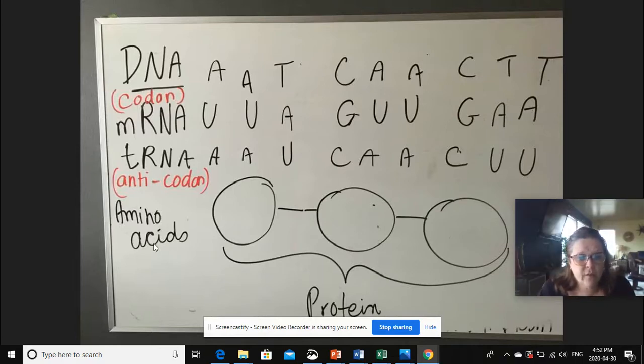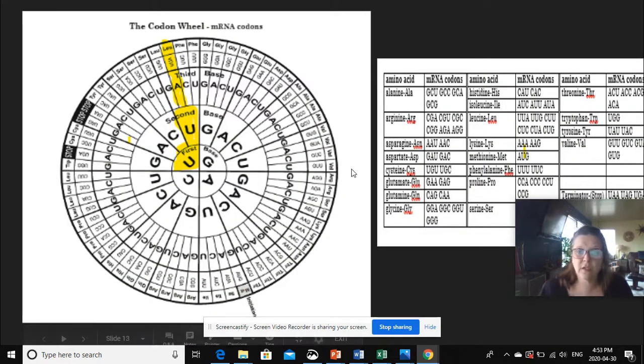Okay, so if the question was then asking you for the amino acids that this would be translating into, what they're asking you for is the codon, the mRNA. So you'd have to find out what the amino acid associated with UUA for this first amino acid, GUU for the second amino acid, and GAA for the third amino acid. So remember, groups or chains of amino acids are what makes up proteins. So now we need to go to the codon wheel.